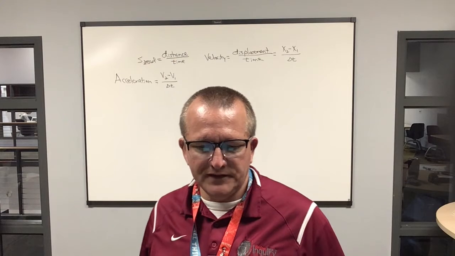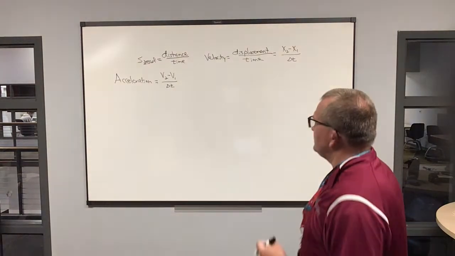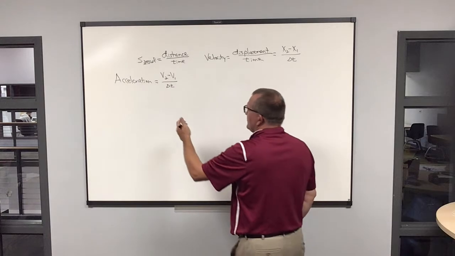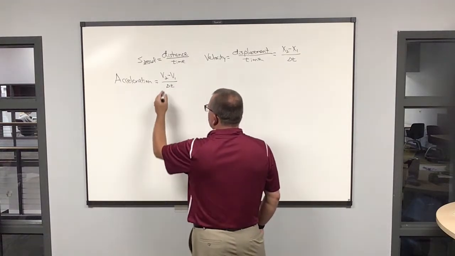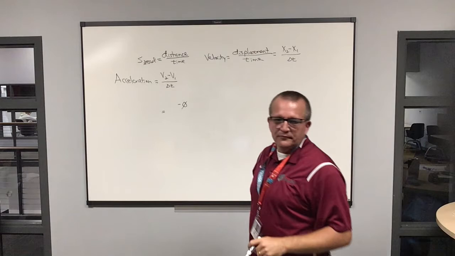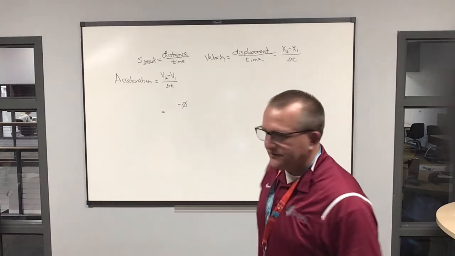Okay, so first off, it says from rest. Rest means your velocity in this case is not moving, which means it's zero. So if I want to find the acceleration, my initial velocity is going to be zero. My final velocity was 75.